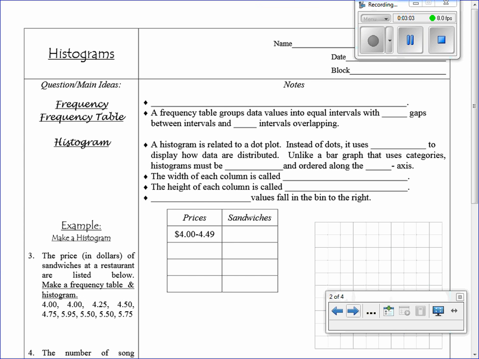Now, on to page 3, page 2. Let's talk about histograms, okay? Frequency, that is the number of times a data measure occurs. A frequency table groups data values into equal intervals with no gaps between intervals and no intervals overlapping.